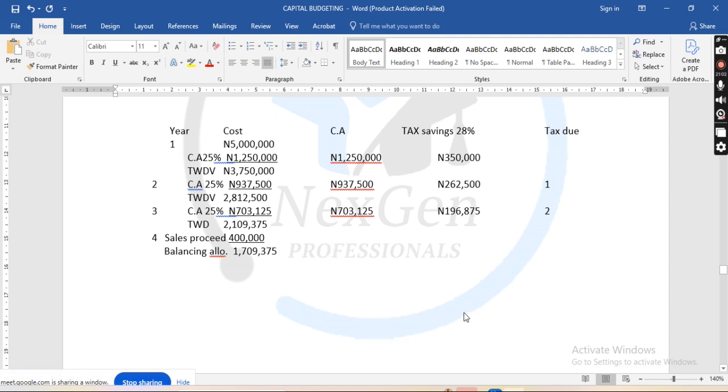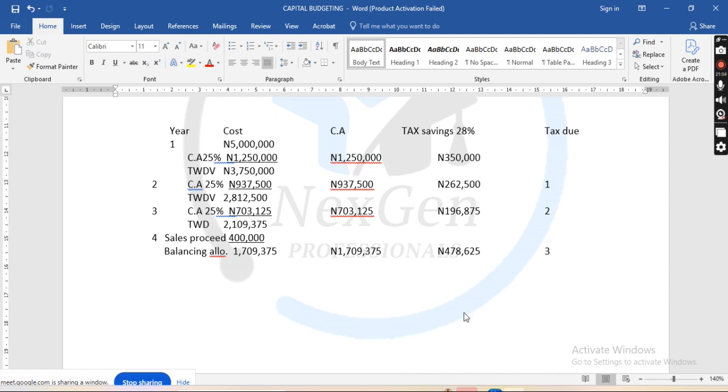So in this case, since there is balancing allowance, there will be a tax savings on it. So class, what is the tax, 28% of this? What do you have? What is the 28%? 478,625. Okay, 478,625. So this will be paid in year 3.